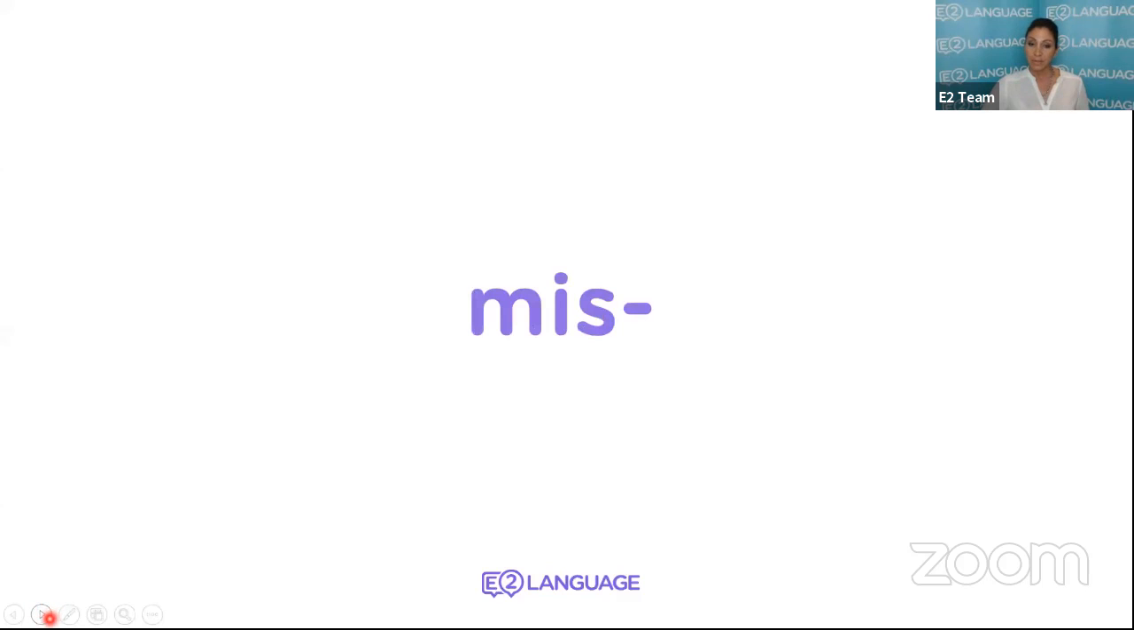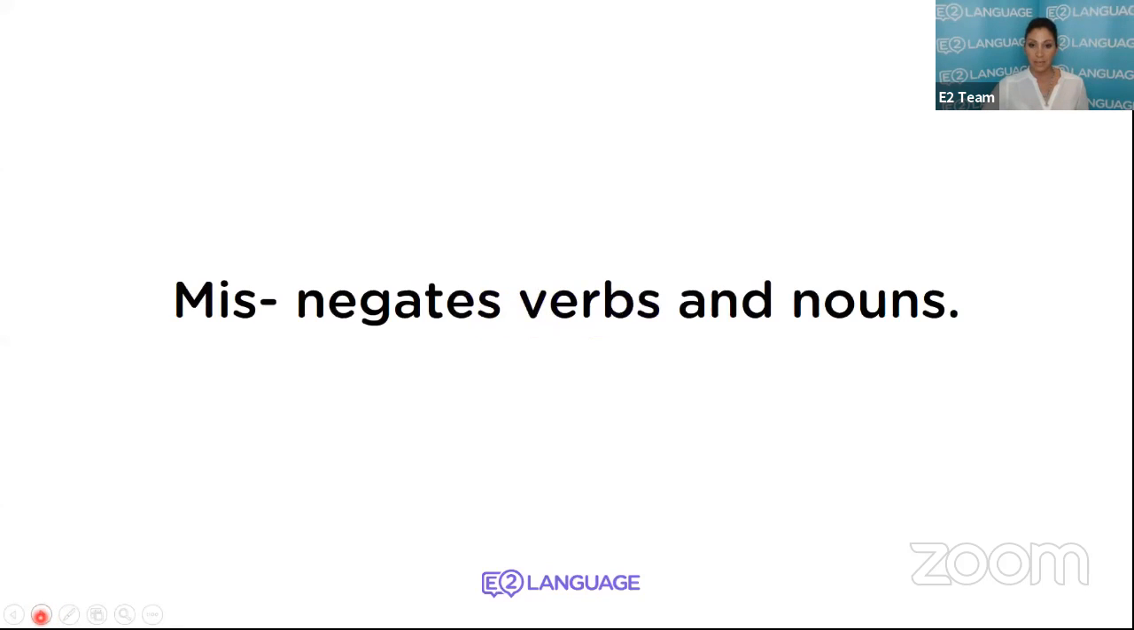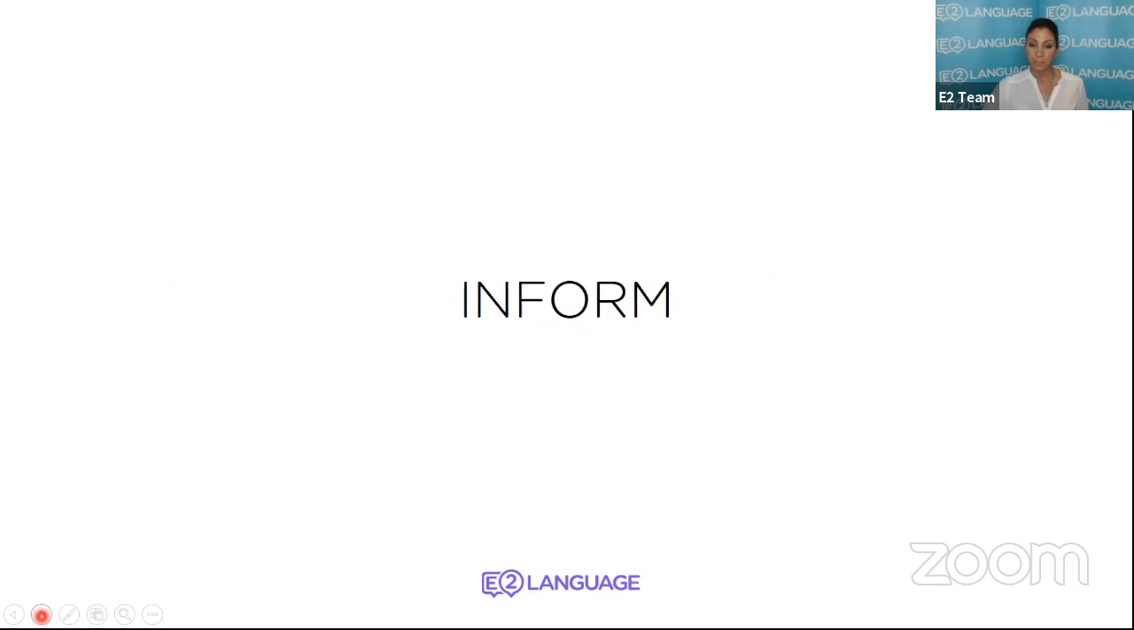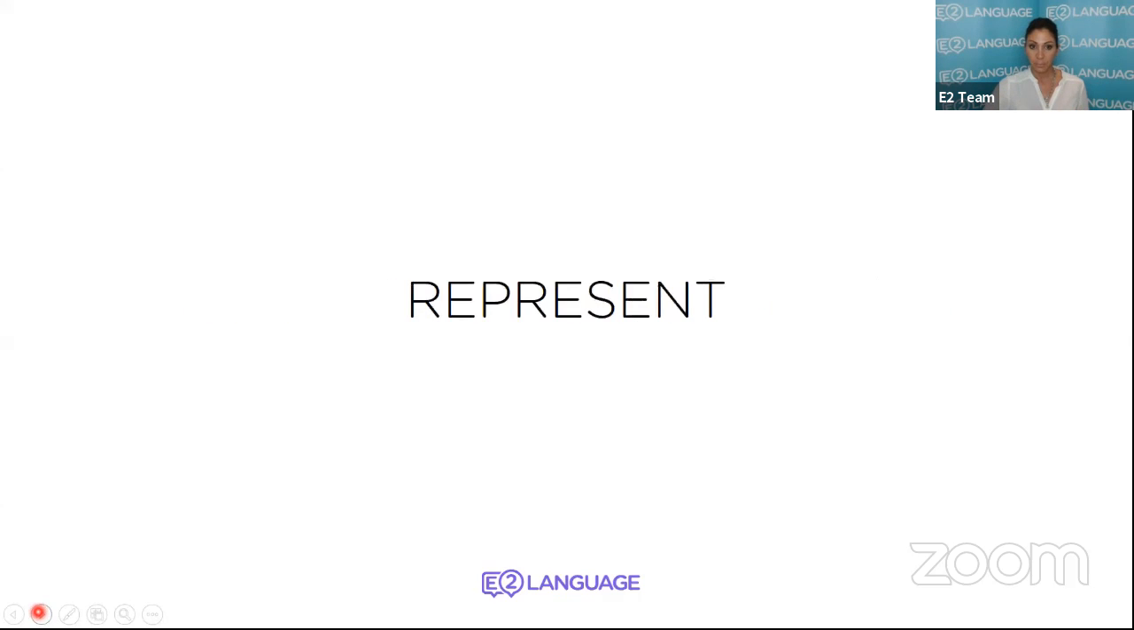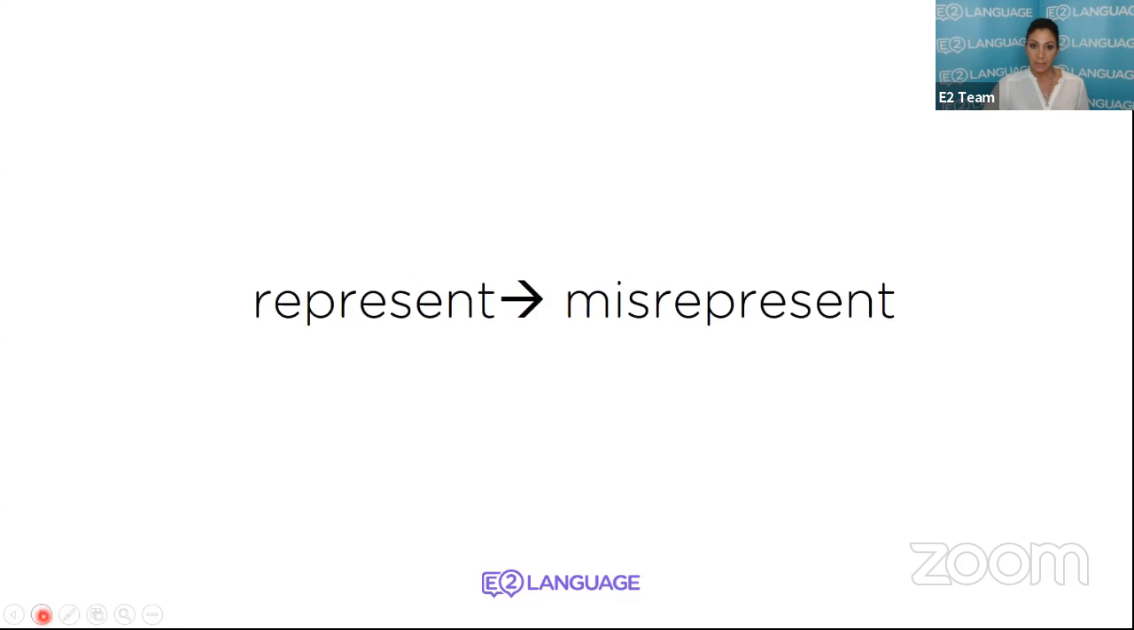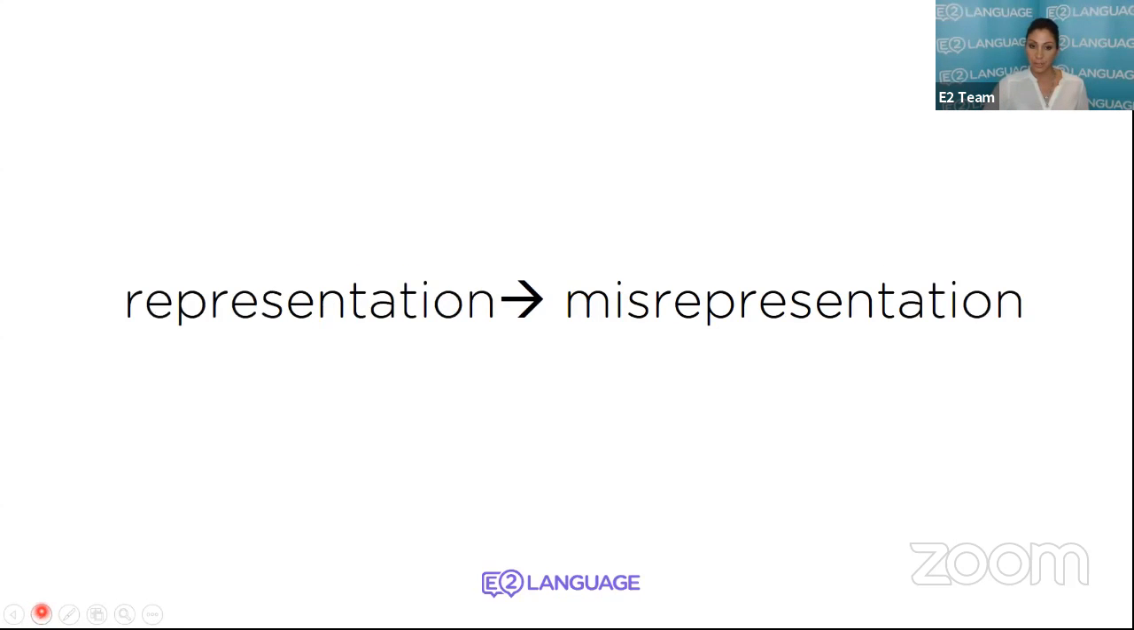Then we have the prefix mis. Mis can negate verbs and nouns. To inform is the verb. To misinform is also the verb. To misinform meaning to give the wrong information to someone. Information, which is the noun, becomes misinformation, meaning the wrong information. To represent, misrepresent, when you give a false representation to somebody. So representation becomes misrepresentation.